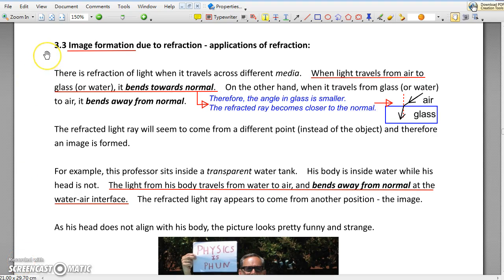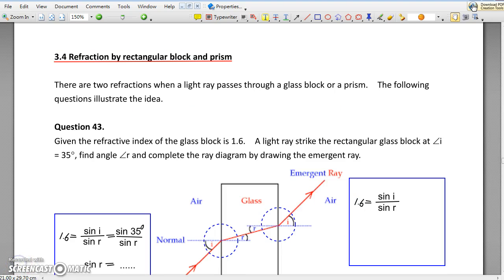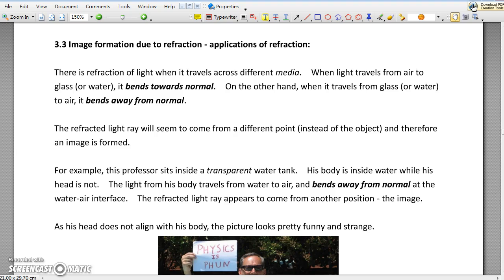Number 1, image formation due to reflection. Number 2, the calculation of speed of light in different medium. Number 3, the reflection by rectangular block and prism. And lastly, number 4, dispersion of light. So here we go. We start from page 35.